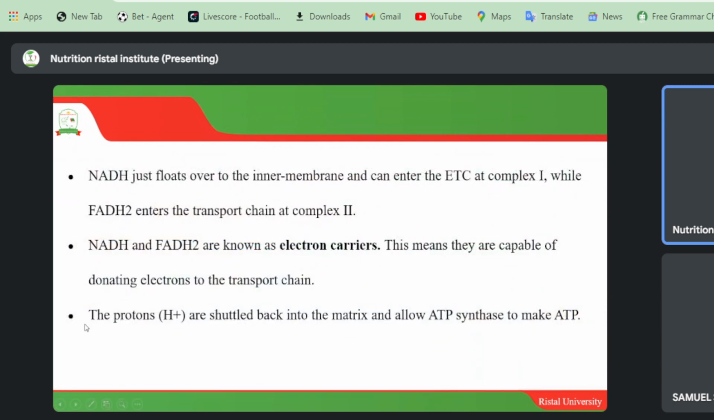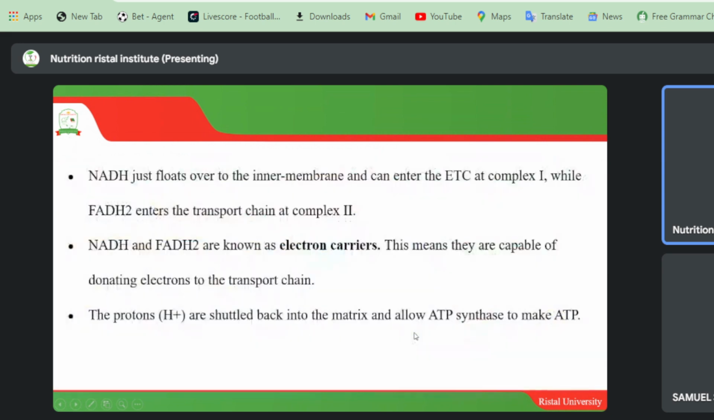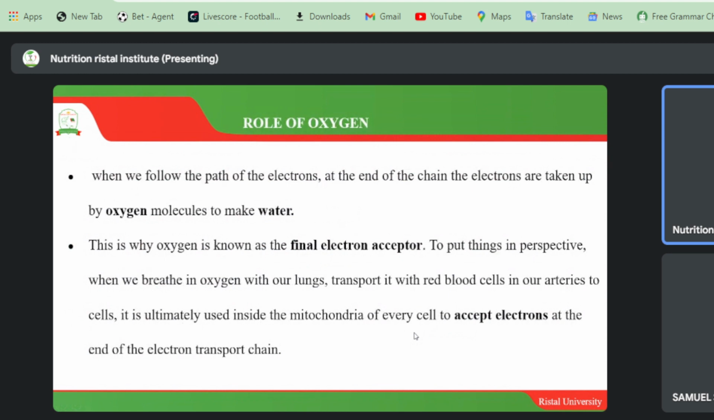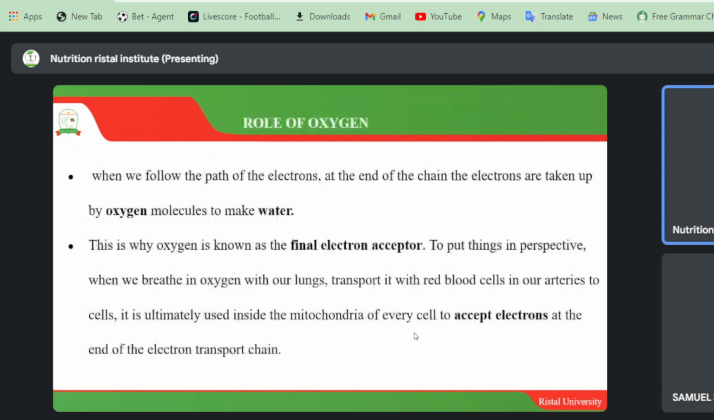And now the protons are shuttled back into the matrix and allow ATP synthesis, making ATP, which is the last molecule here. This is ATP synthase. It synthesizes ATP by addition of inorganic phosphate to ADP. That is basically what we can say about the process of the electron transport chain. Hopefully you have understood and you can describe, you don't need to define, the electron transport chain.